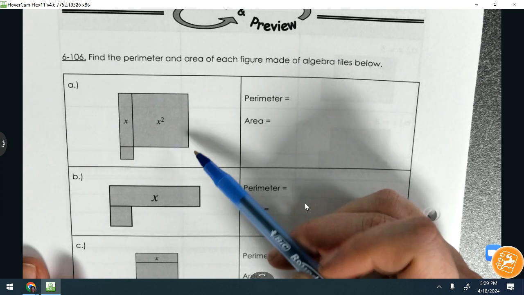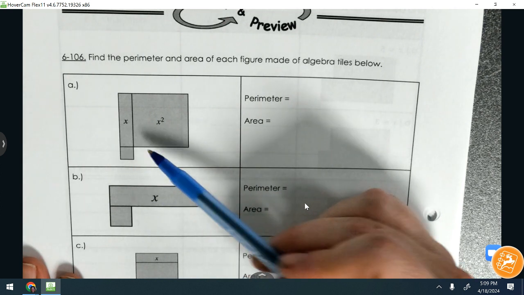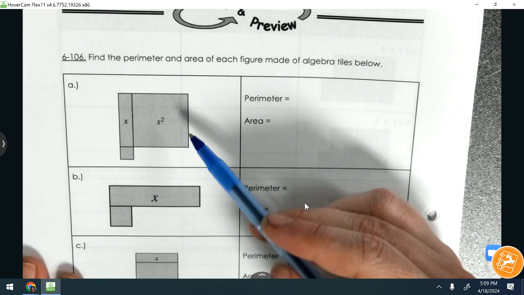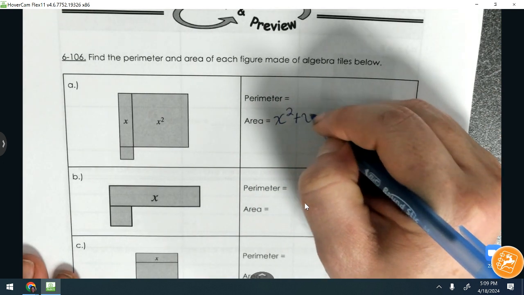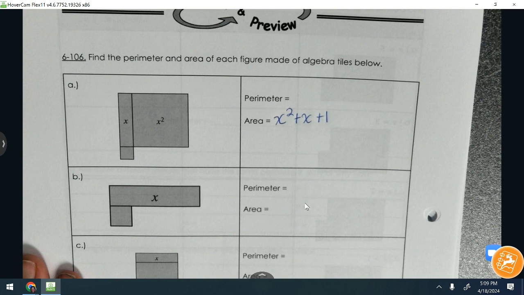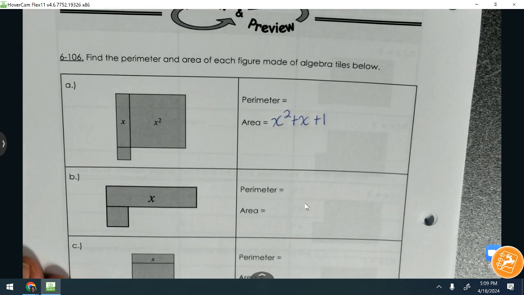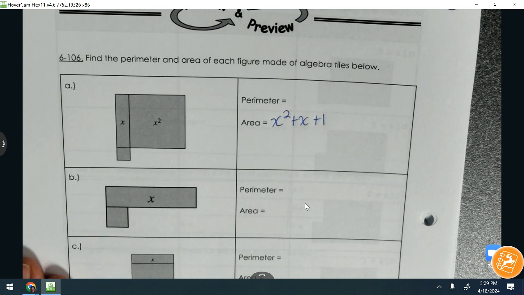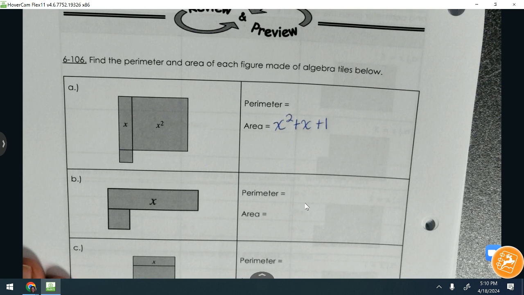All right. As I was saying, these tiles are named for their area, so we just write down what's there. So we have x squared plus x plus 1. Area sounds really hard, but when it comes to algebra tiles, area is cake. It's easy. It's just write down what's there.